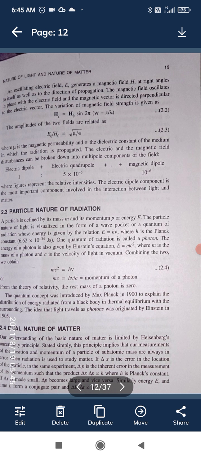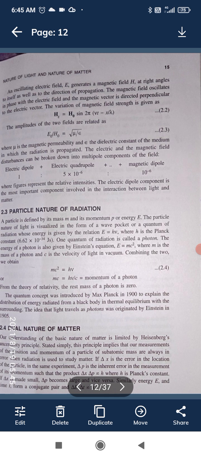So this is one wave nature. Particle nature, as we know, a particle is defined by its mass and its momentum p or energy E. The particle nature of light is visualized in the form of a wave packet or quantum of radiation whose energy is given by the relation E = hν, where h is Planck's constant, 6.62 × 10^-34 joule-seconds. One quantum of radiation is called a photon.